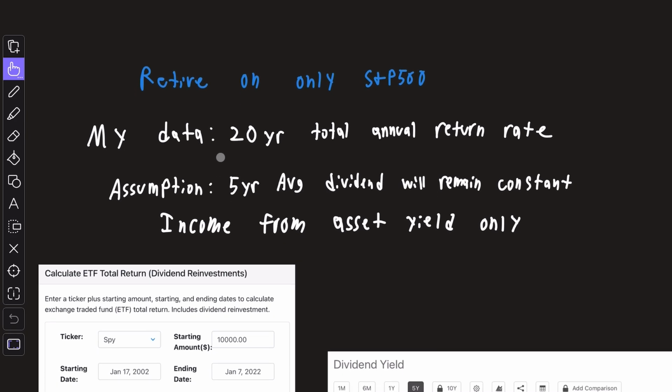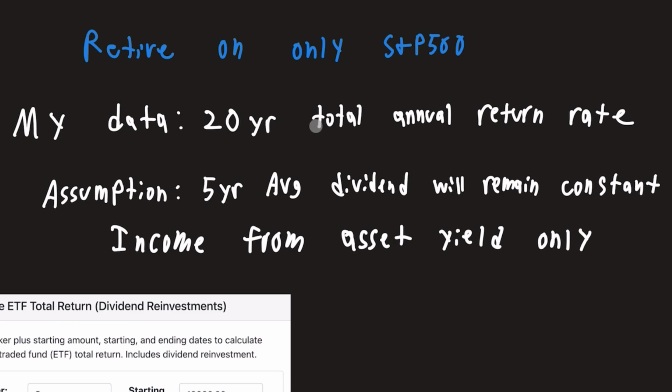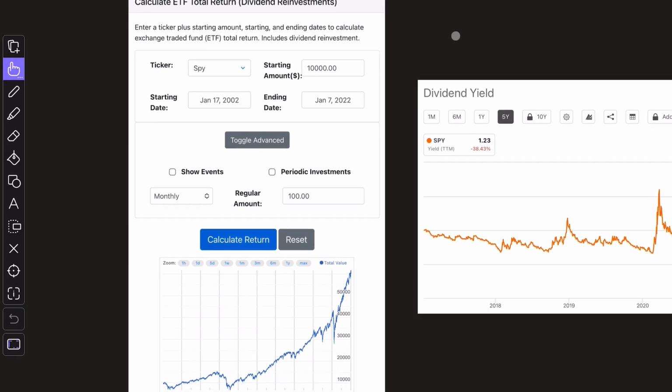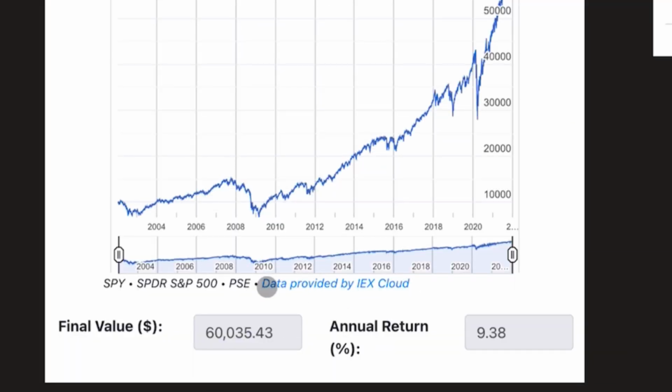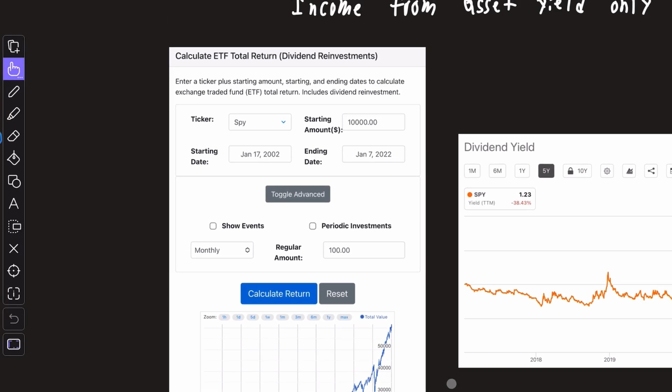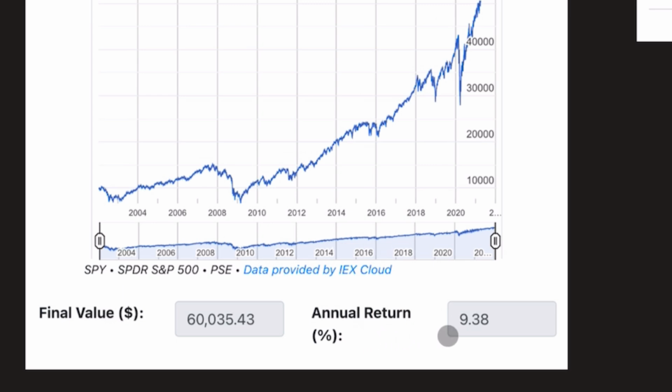Okay, so how to retire on only the S&P 500. For my data, there's a bunch of assumptions. The first thing is that I'm going off of the 20-year total annual return rate, and that's represented right here in this piece of data. This is an awesome little tool because it pulls all the data automatically for you. I'll leave it linked down below. But we can see here that this is the S&P 500, and the time period is 20 years, with an annual return rate of 9.38% over that 20 years.